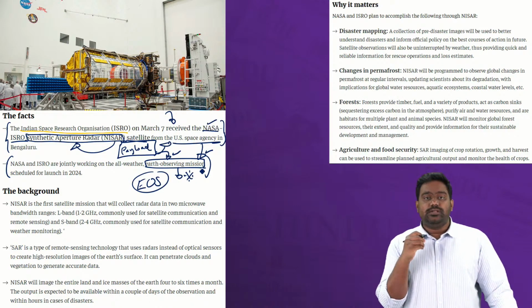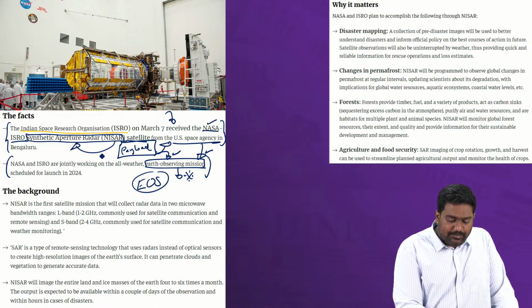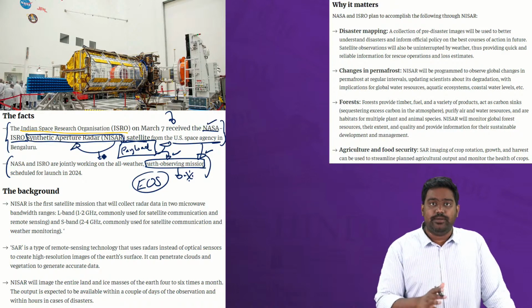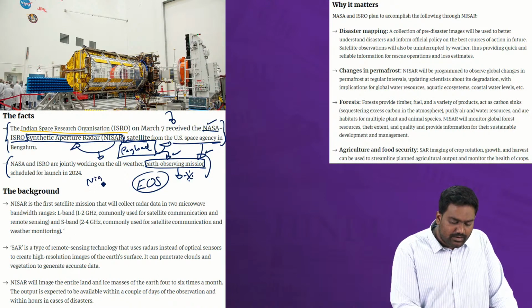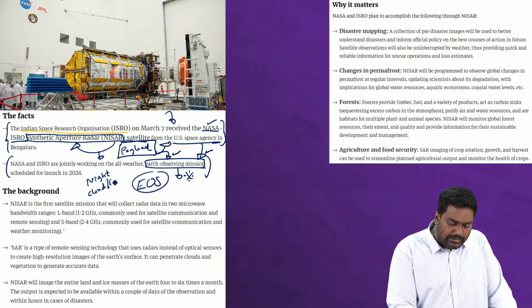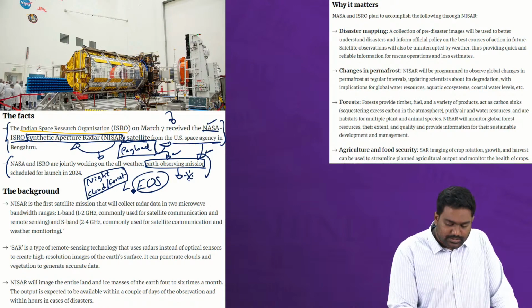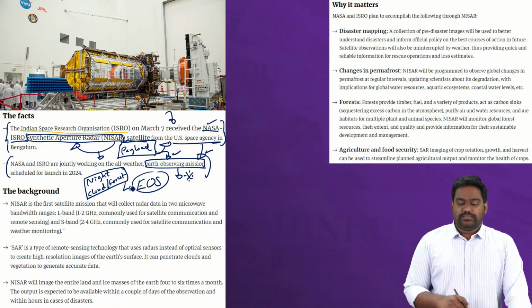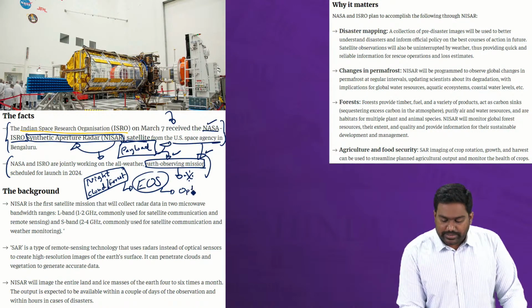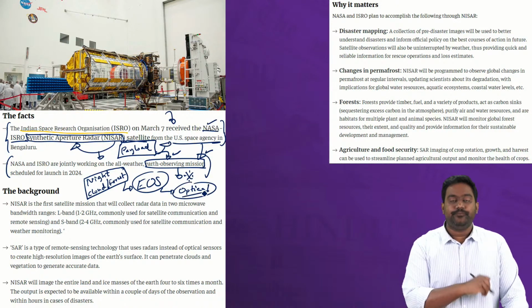But the uniqueness about synthetic aperture radar is that it can provide very high resolution images even during night time. It can even penetrate cloud cover and forest cover to take high resolution pictures of the Earth. This is something which is not possible with your regular optical instruments.